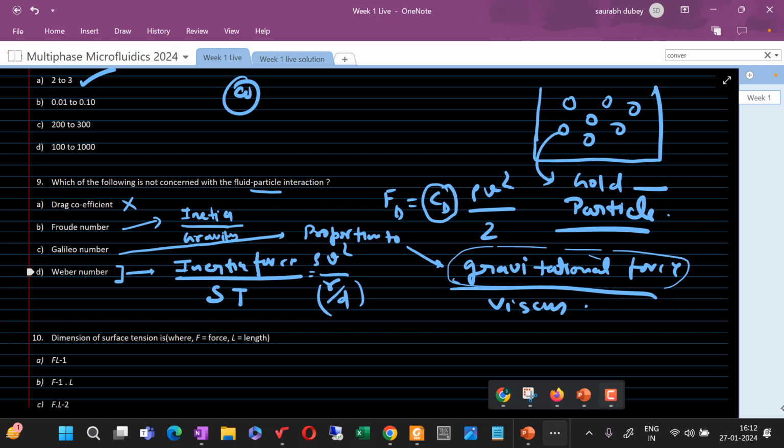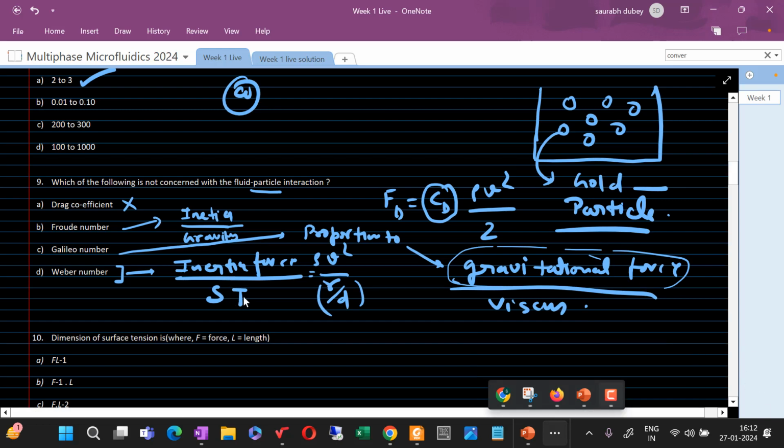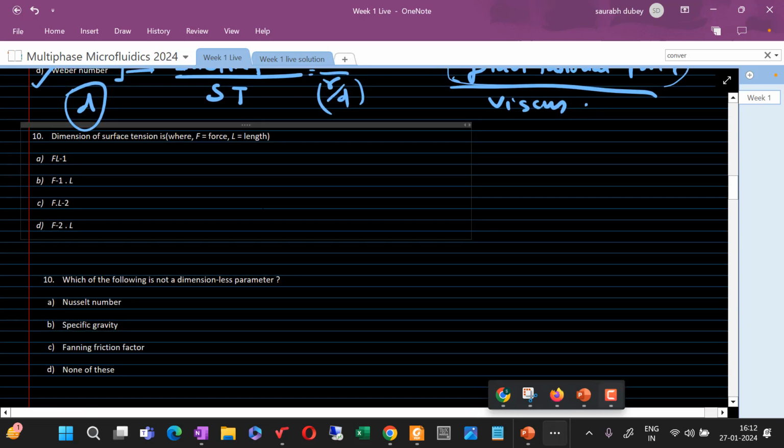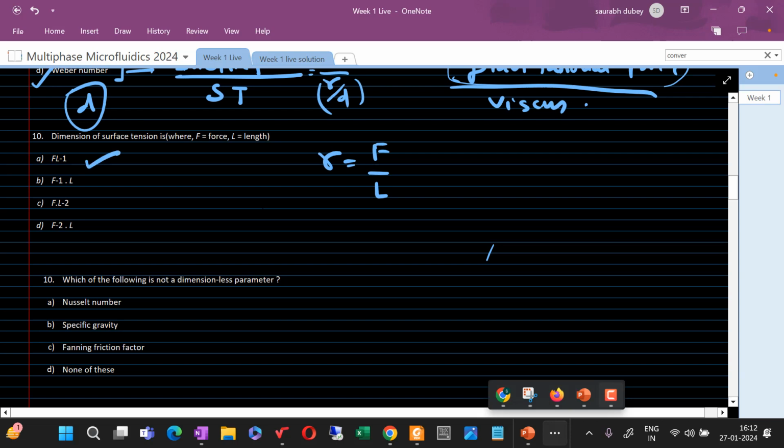And in sir's lecture also, sir has taught the Weber number in terms of surface tension, which is at the interface, along with the capillary number and Re number. So the answer to which of the following is not concerned with the fluid particle is the D option, Weber number. The dimension of the surface tension is straightforward: force per unit length. So A option is the correct one.